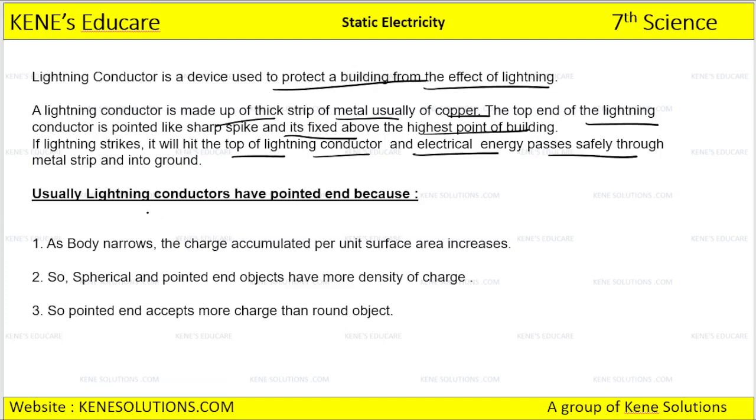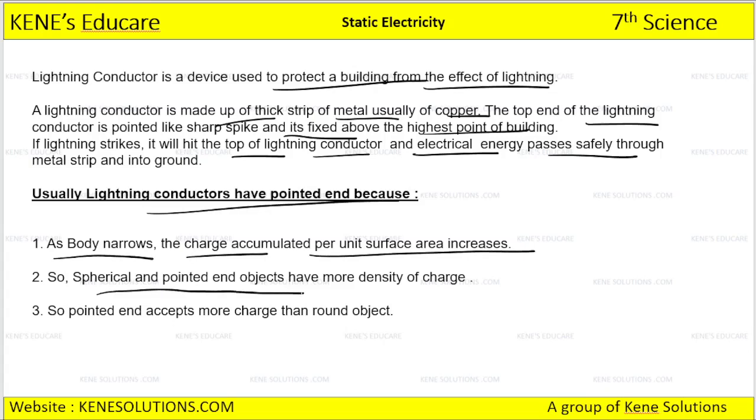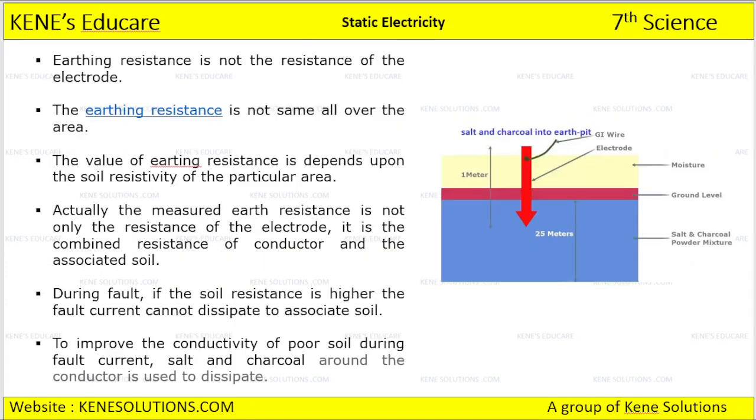Now, usually lightning conductors have a pointed end because as the body gets narrow, the charge accumulated per unit surface area increases. So spherical and pointed end objects have a higher charge density. So a pointed end accepts more charge than a round object. So simply it increases the concentration of the charge, and that's why the end is sharp.